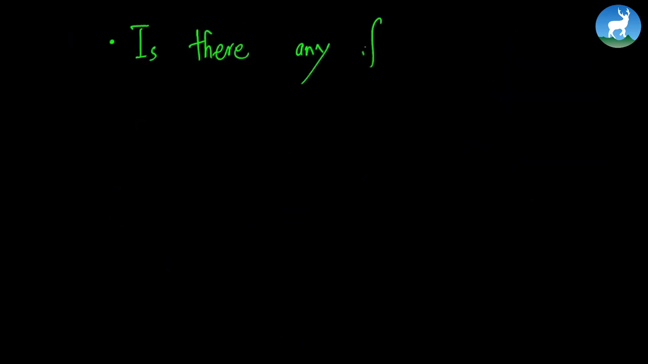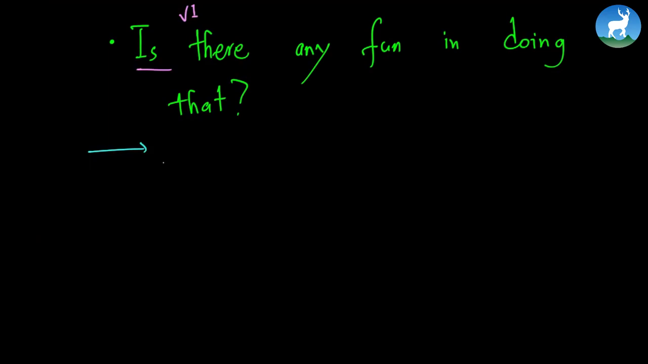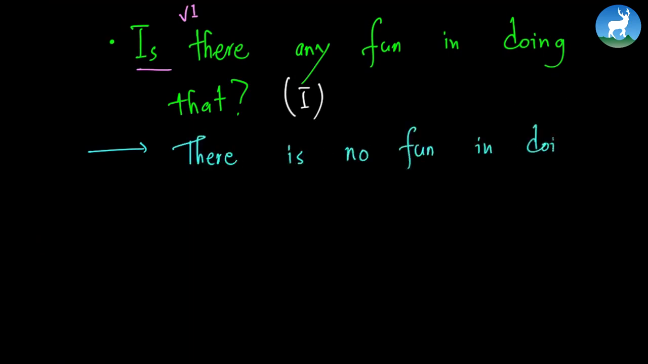Is there any fun in doing that? Again, this is in present tense. How can you change this into assertive? Since this is an interrogative sentence, you need to change this into an assertive one. There is no fun in doing that. This is an assertive sentence. The interrogative changed to assertive: there is no fun in doing that. So the tense is not changed.